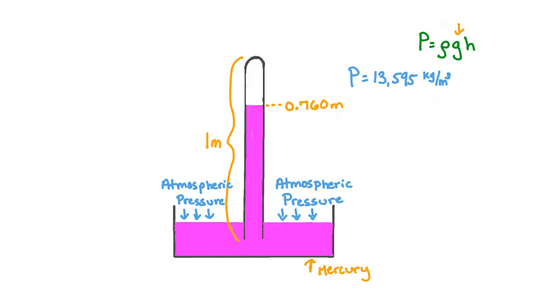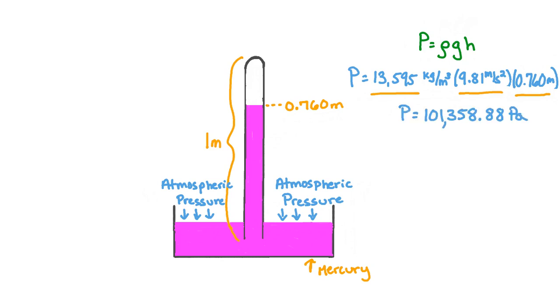Next, we need to plug in our value for acceleration due to gravity. Assuming that our experiment takes place on Earth, we can use the acceleration due to gravity of 9.81 meters per second squared. And finally, we need to plug in our value for our height. In this case, we found the height to be 0.760 meters. When we multiply 13,595 kilograms per meter cubed by 9.81 meters per second squared by 0.760 meters, we get a pressure of 101,358.88 pascals. Our acceleration due to gravity and our height are given to three significant figures. Therefore, we should report our pressure back to three significant figures, which rounds our pressure to 101,000 pascals.